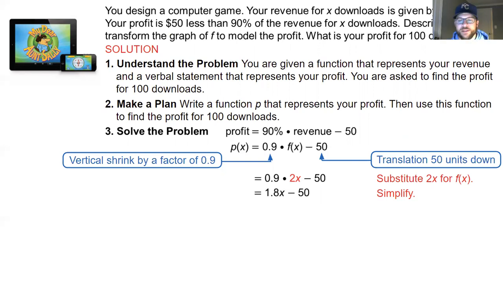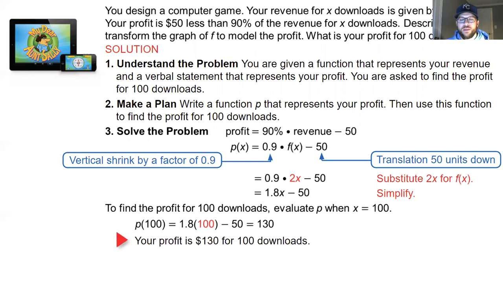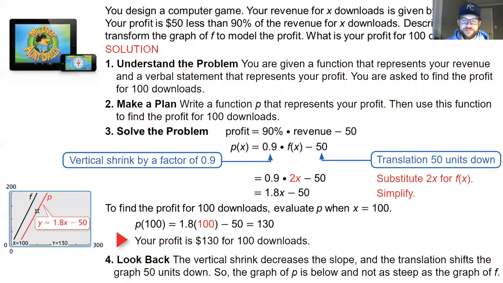Simplifying that down, because of the 0.9 times 2, you end up getting 1.8x - 50. So to find the profit for 100 downloads, you just substitute in 100 into your x. 1.8 times 100 minus 50 equals 130. So your profit for 100 downloads is $130.